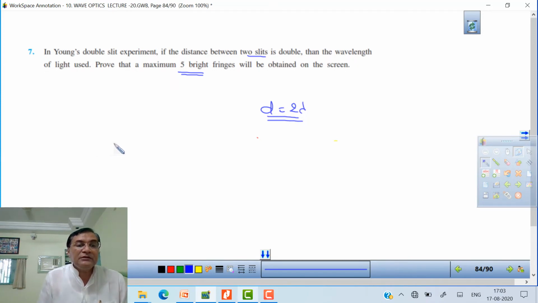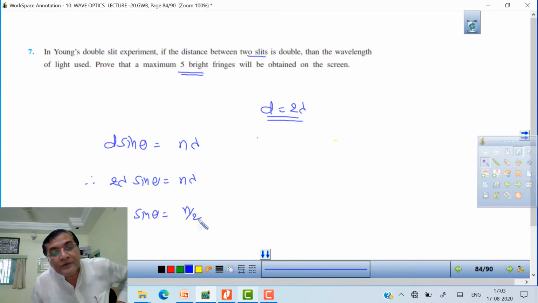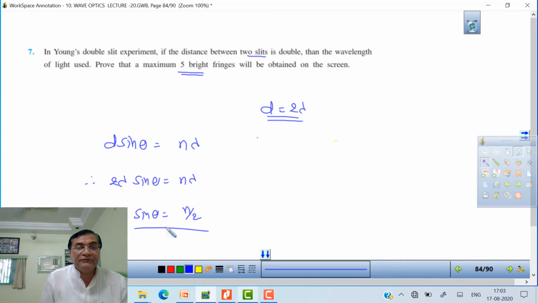Okay, but we have one relation: D sin theta is equal to n lambda for constructive interference. So to get the bright fringe, D is equal to 2 lambda, so 2 lambda sin theta is equal to n lambda. Therefore lambda is cancelled, so sin theta is equal to n by 2. Now which are the possible values of n? We get the sin value within the limit -1 to 1.